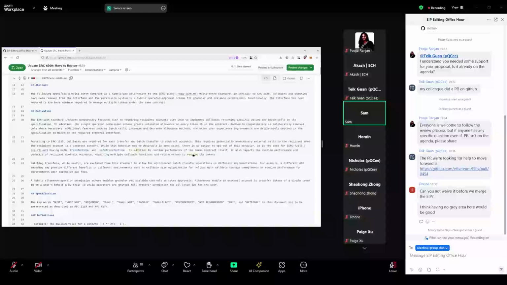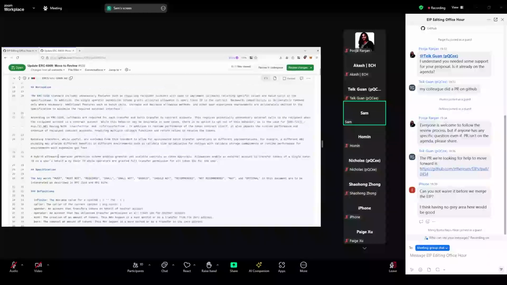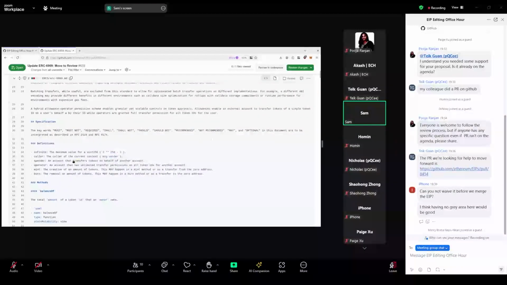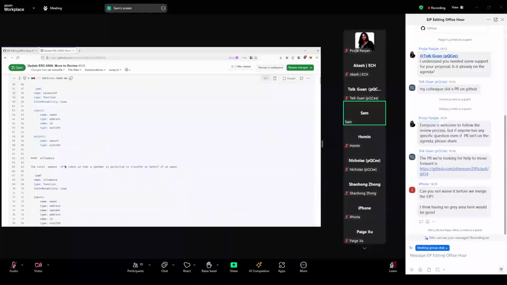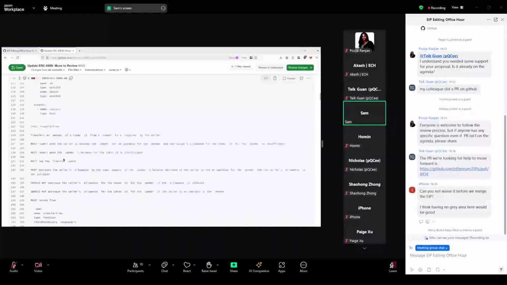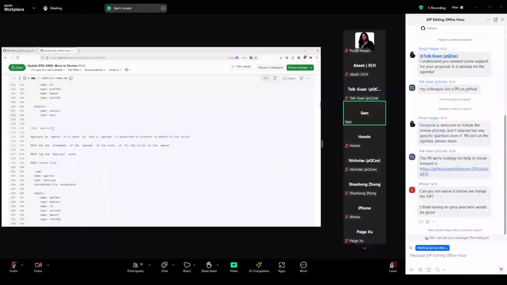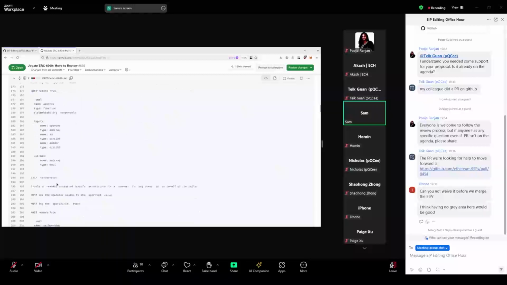Both the transfer from transfers, while useful. Okay, a hybrid operator. All right. Okay. Allowance, total amount. Okay, is operator transfer. Okay. Approve. Yep, set operator.